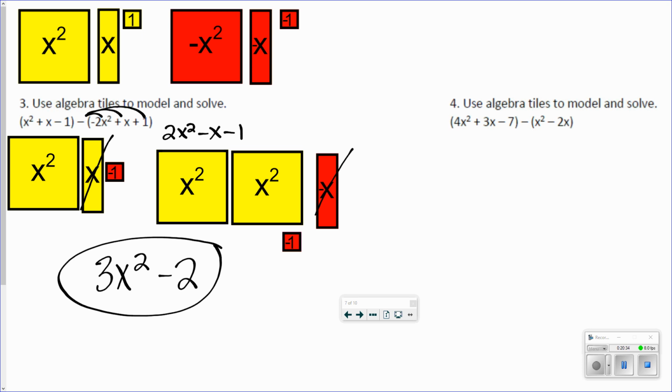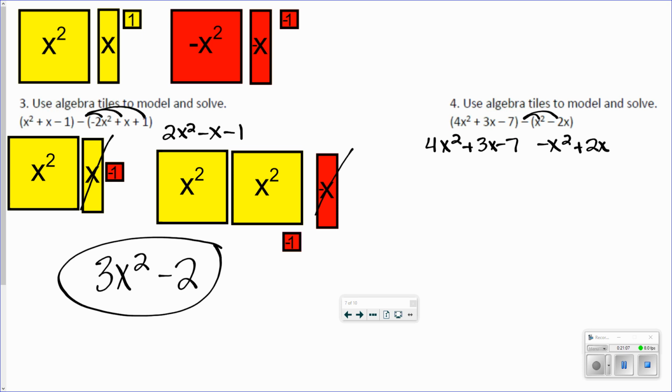Example 4. Trinomial plus or minus a binomial. Vocabulary. Isn't that fun? First set of parentheses. Is anything going to change here? No. Okay. So 4x squared plus 3x minus 7. Second set of parentheses. Is anything changing there? Yes. There is a negative in front, which means it is a negative x squared and now a plus 2x.